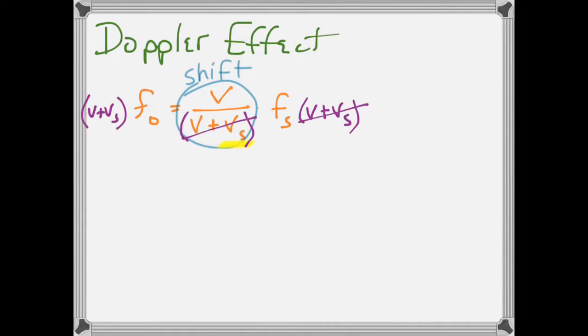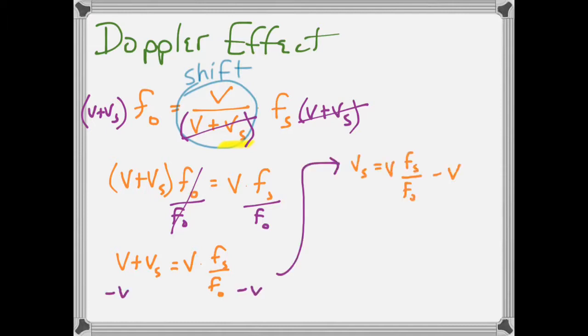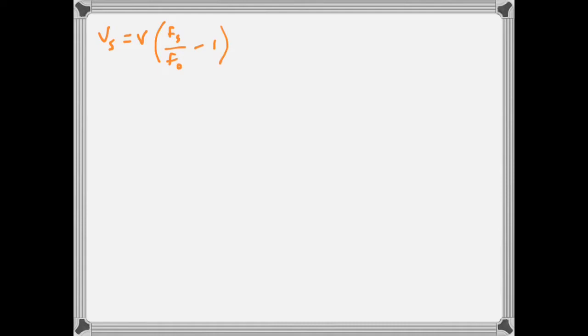Do some rearranging. More rearranging. Almost there. Subtract V. Let's move over here. Let's clean that up a little bit. An equation. Velocity of source equals, there it is. Let's focus on that for a second.